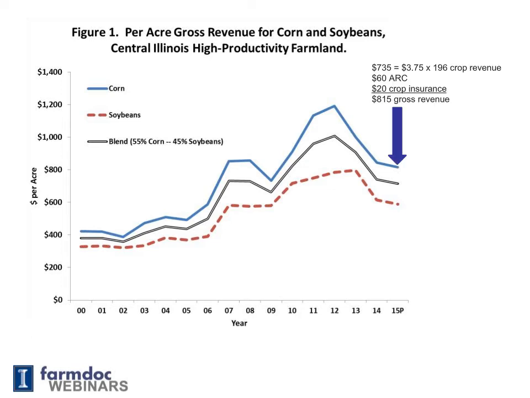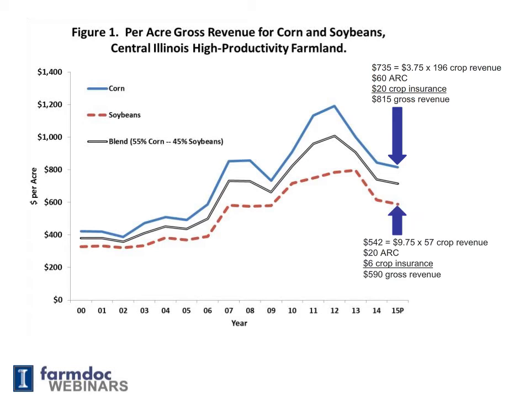Gross revenue is then composed of three items: crop revenue, a 196 bushel yield times a $3.75 projected price. That projected price is a bit optimistic compared to fall delivery prices currently available in the market. Then $60 of ARC payments and $20 of crop insurance. The crop insurance payments result because that $3.75 implies a lower harvest price, and some farmers will likely get crop insurance payments because of lower yields. Others won't. These are average projections. So that results in our $815 gross revenue projection for 2015 for corn.